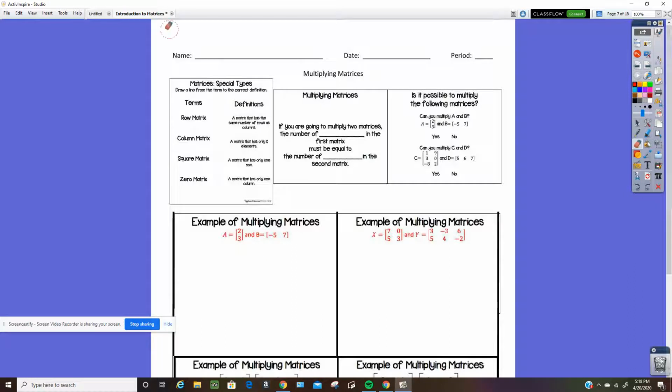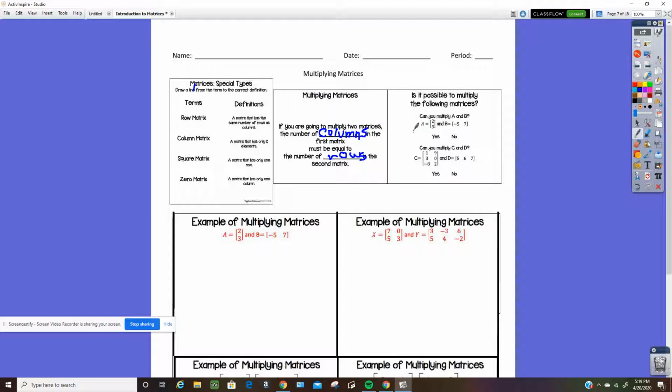So this sentence right here says if you're going to multiply two matrices, the number of columns, so this word should be columns here, in the first matrix must equal the number of rows in the second. So before you multiply matrices together, you're going to see if they can be multiplied together.